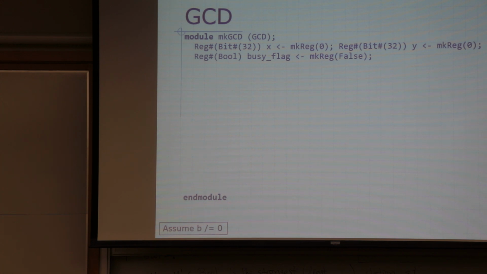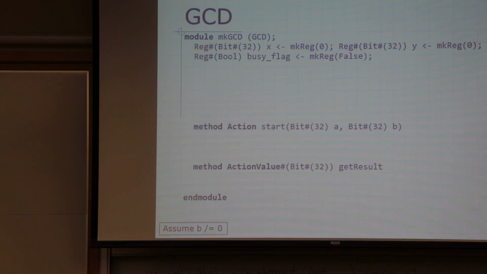Make me a register which is 32 bits, we'll call it X. Make me another register which we'll call Y. And what is this 0? Initial value is 0. And because I'm not going to compute my GCD instantaneously, I'll have a busy flag, which I start out by saying I'm not busy.